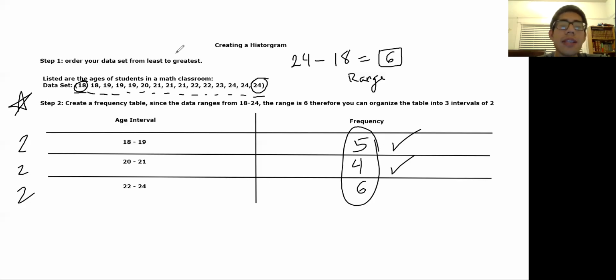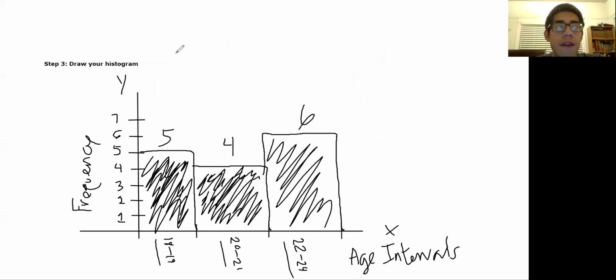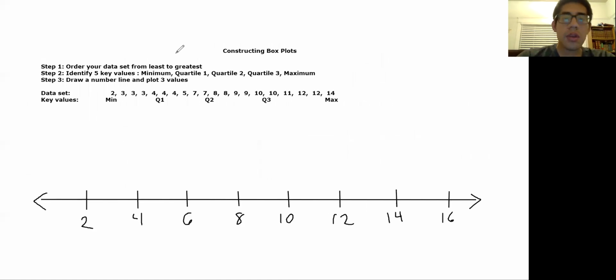I do want to see your data set in order from least to greatest, right? Step 1. I do want to see your frequency tables in your work. That's step 2. And I do want to see your final drawn histogram labeled with your frequency, whatever your intervals are, and of course, labeled like this. This is your actual histogram. Okay, so now we're going to move on to the next thing that you're going to have to do, which is constructing box plots.